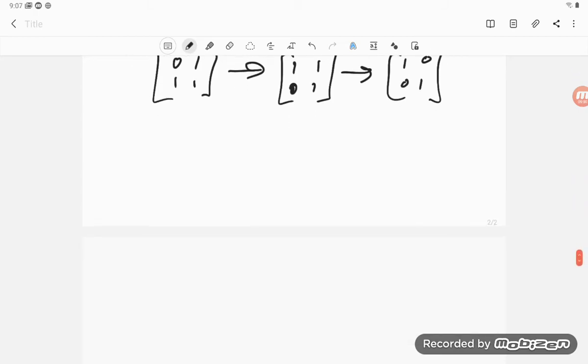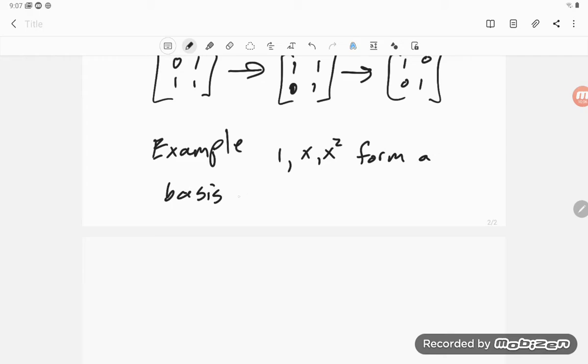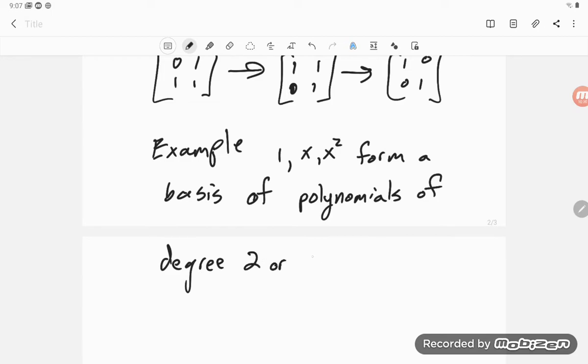Let me do another example. So here's a non-matrix type example. Okay, so here's an example. The vectors 1, x, and x squared form a basis of polynomials of degree 2 or less.